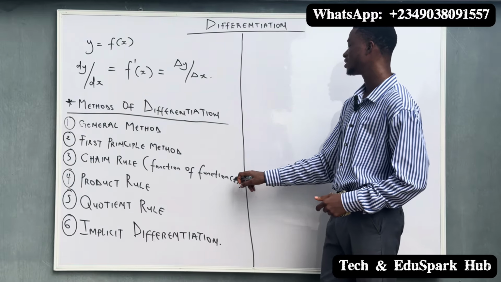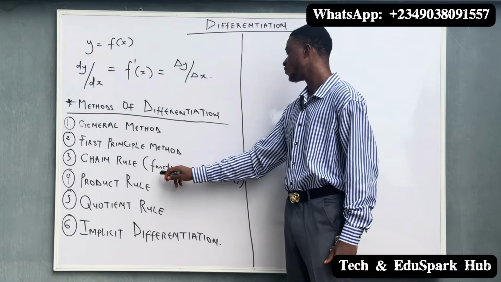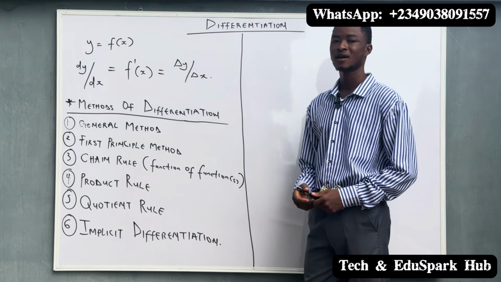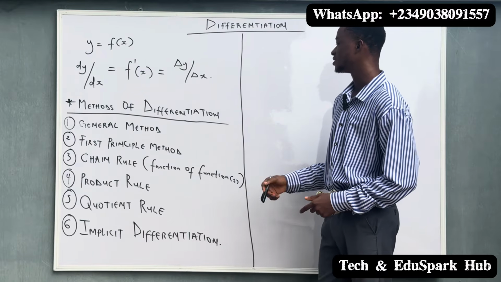So that is why I put the x in the bracket. So it is known as function of function or function of several functions. So that is the meaning of that x in the bracket.